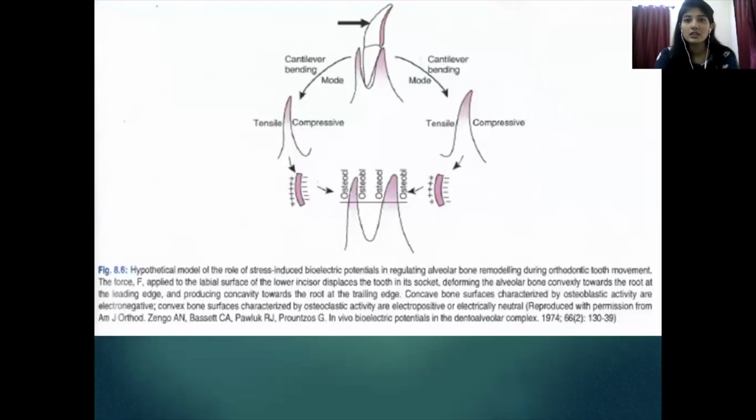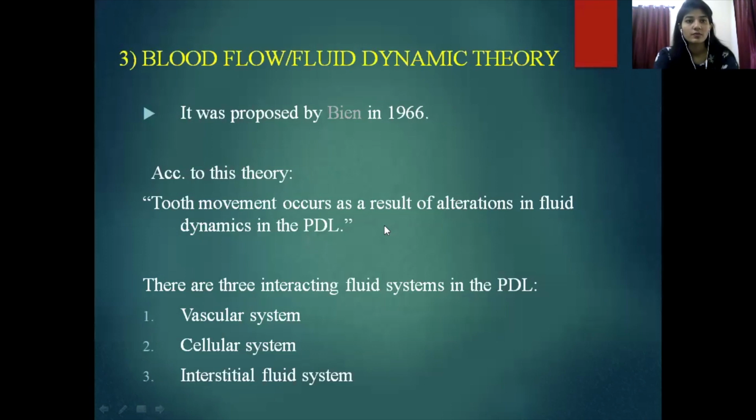Here you can see the bone is getting bent. The bending area, the concavity, this concavity here, there are osteoblasts, it is negatively charged, and there is bone deposition on that side. And here there is the convexity, which is positively charged, and there is bone resorption.